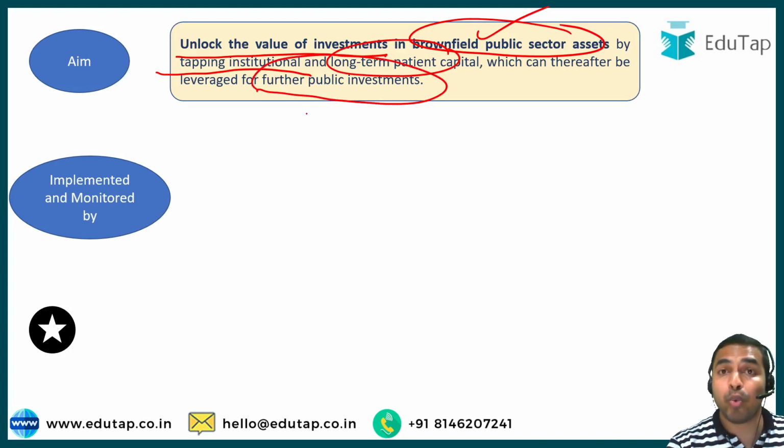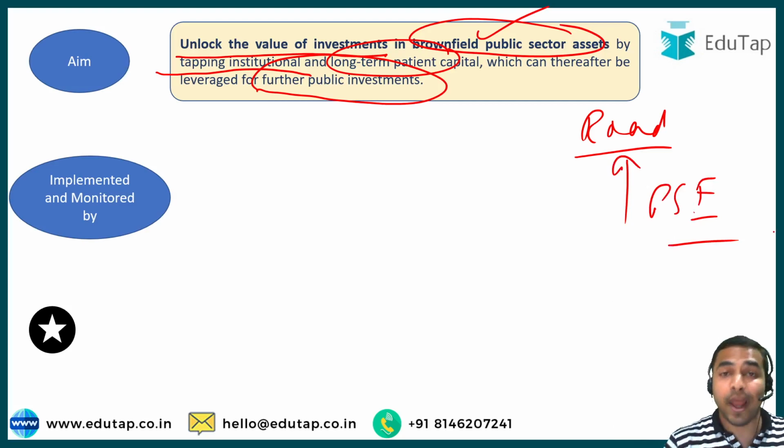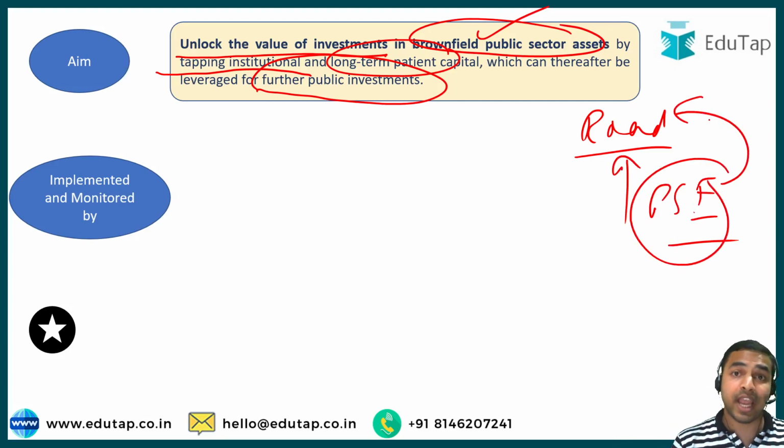That means when any existing road project is given to a private sector entity, then what will happen? The private sector entity is going to maintain this road project, and in return the Government of India is going to take an upfront amount which it is going to invest in creating other infrastructure projects. So I hope that this is very clear to all of you.